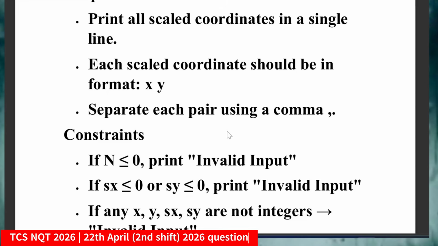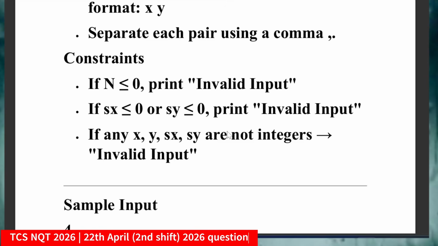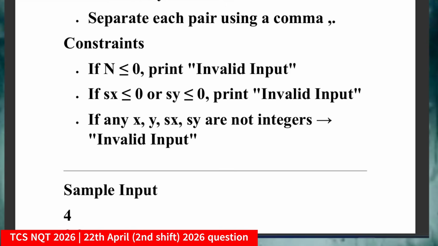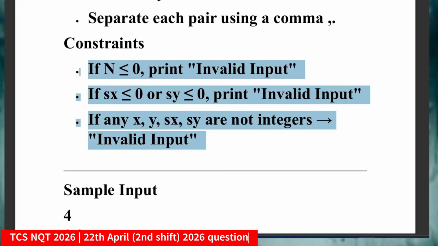There are some other edge cases or constraints: if n is less than or equal to 0, print invalid input. If sx is less than 0 or sy is less than 0, print invalid input. If any of x, y, sx or sy are not integers, print invalid input. So these are the scenarios you have to handle.